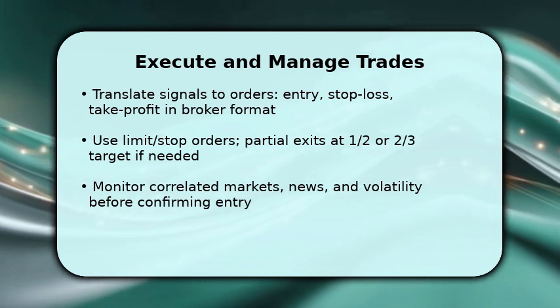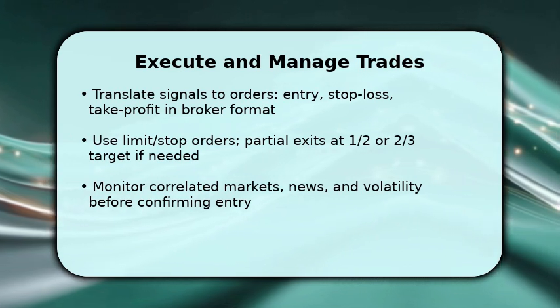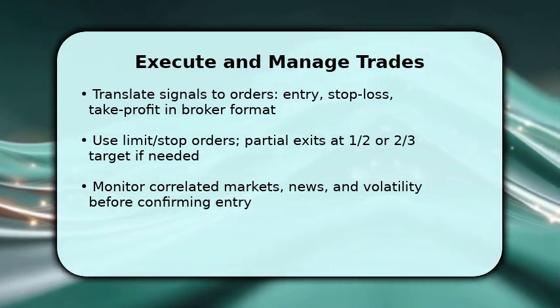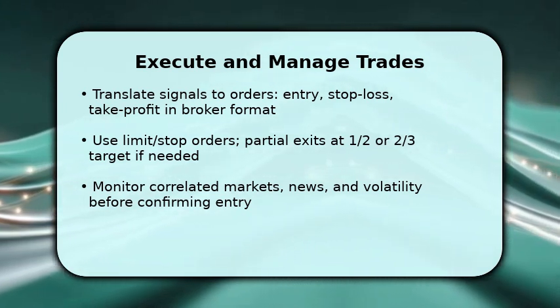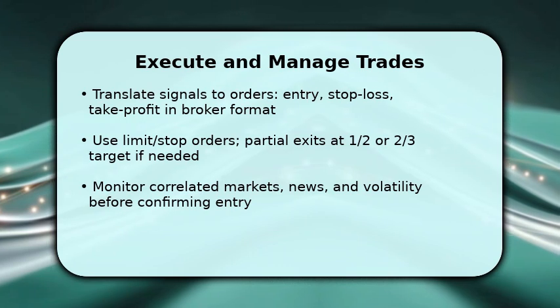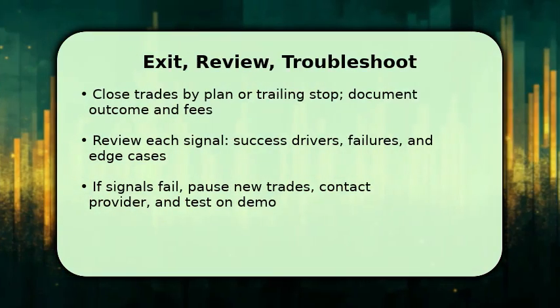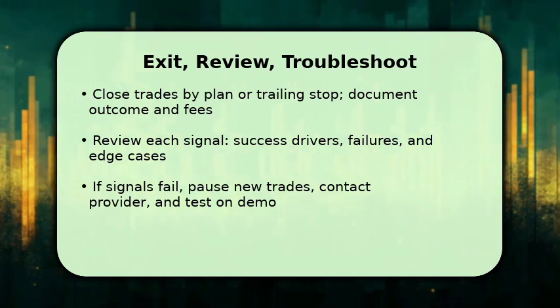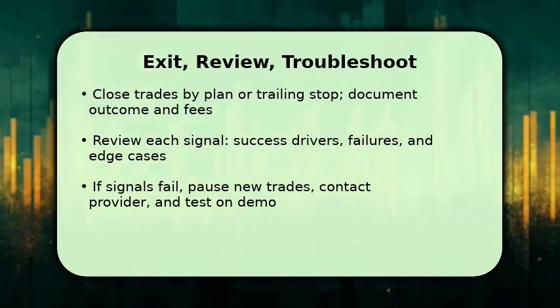Scale out partial exits at 1/2 or 2/3 of the target if momentum fades, and adjust stops to break-even once reasonable profit is secured. Also, check correlated markets and news before confirming entry, because external volatility can close trades according to your plan. Take full profit, use a trailing stop, or exit at your stop loss. Always record fees and results for accuracy.